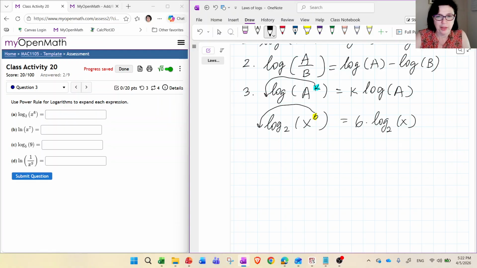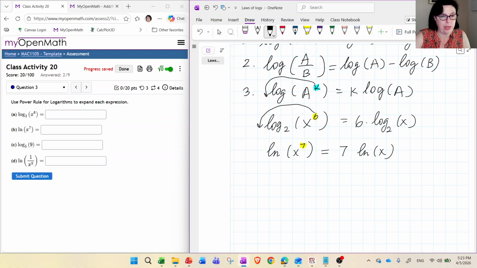Okay. The next one is similar. This one is natural log of x to the 7. Now, natural log is actually log with base e, but it doesn't matter. The same rules work. So you just take the power, whatever it is, and bring it down to the front. So you're going to have 7 natural log of x.